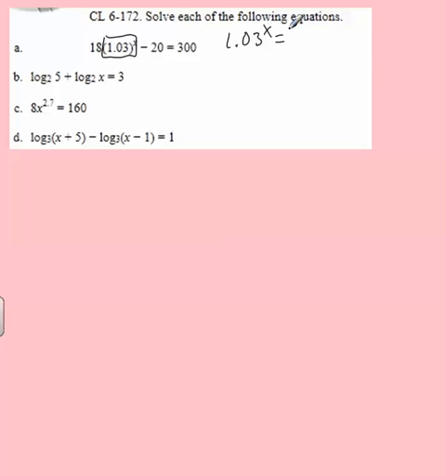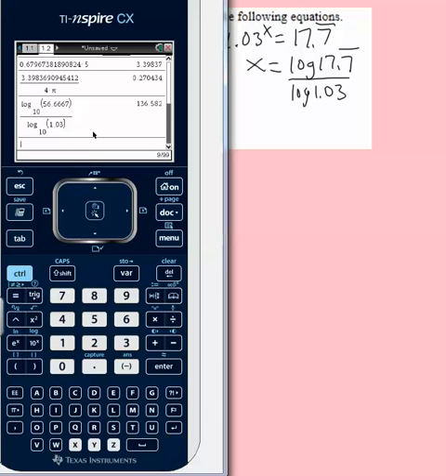Let's try that again. 17.7 repeating. Okay, so when we're trying to solve for x as an exponent, we use logarithms, and we developed a shortcut in an earlier chapter where x is equal to the log of 17.7 divided by the log of 1.03. Let's bring up the calculator and do that.